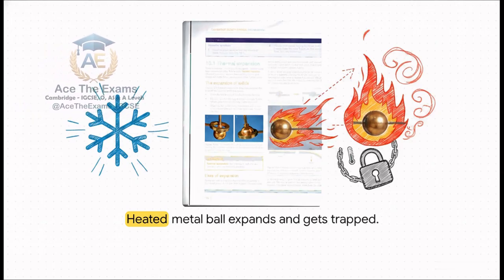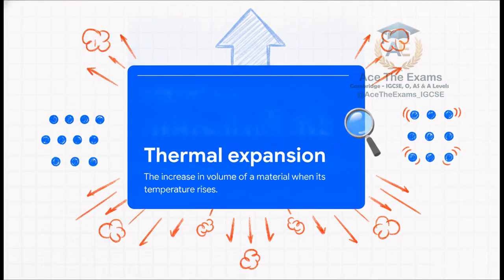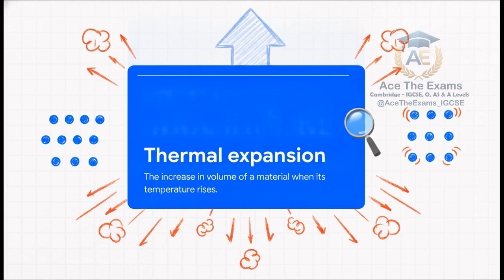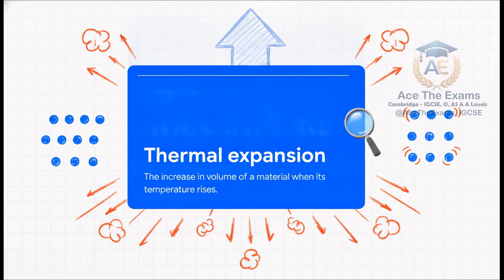Okay, let's get back to outsmarting the examiner. So the crucial point here is understanding exactly how to define this for maximum marks. Thermal expansion is the increase in volume of a material when its temperature rises. This is where top students apply the Peel framework: point, evidence, explanation, link.